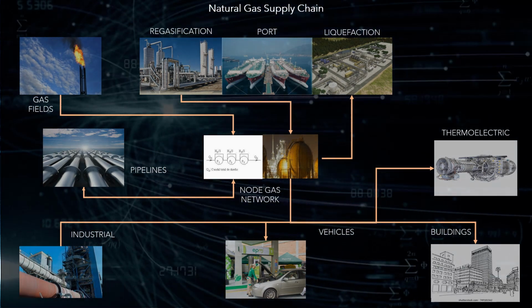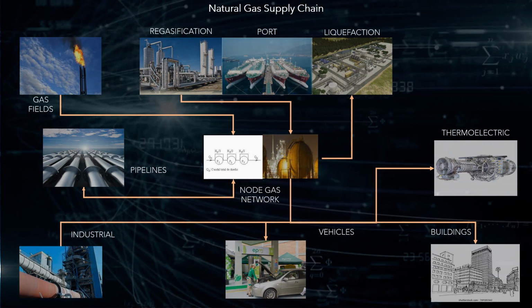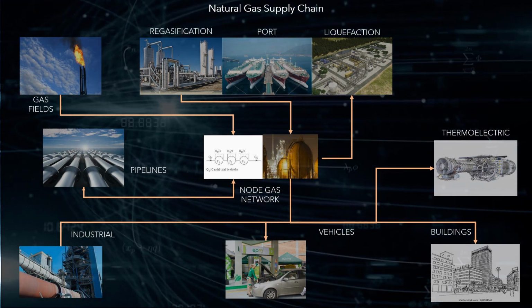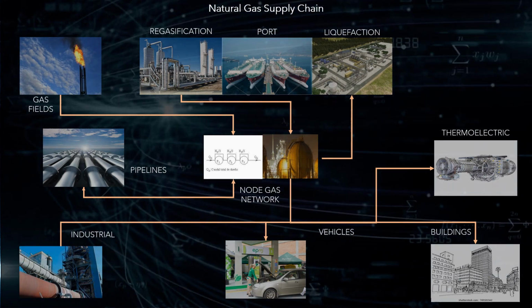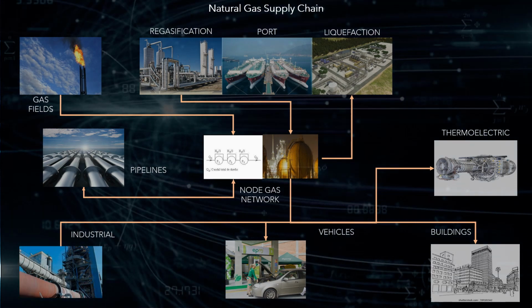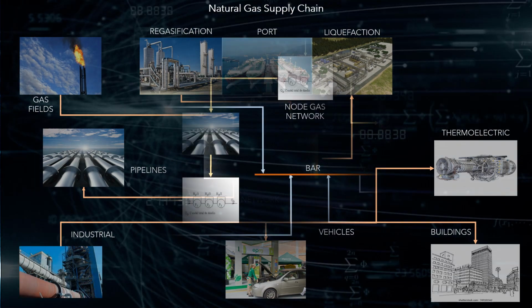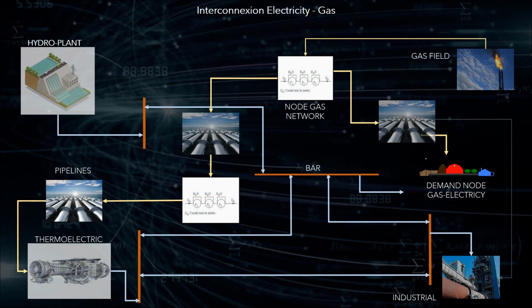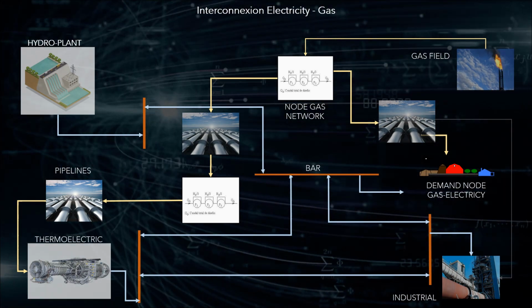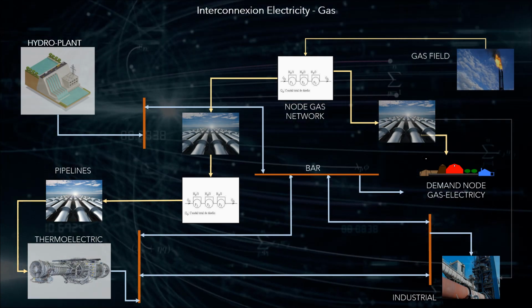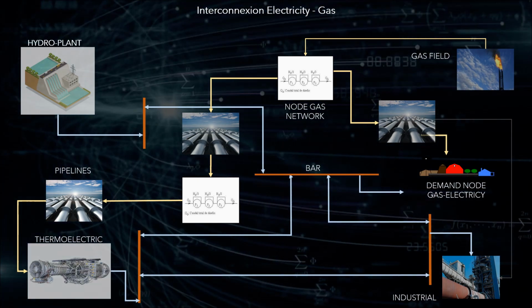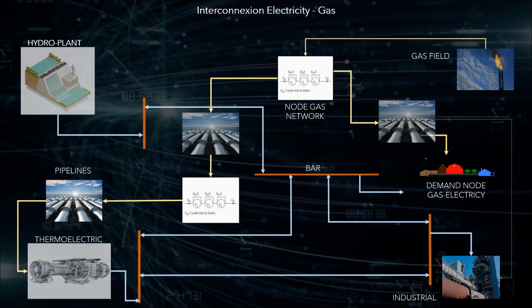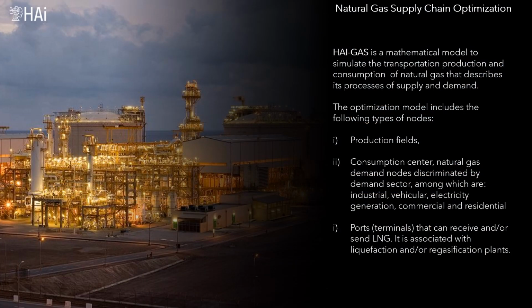Transportation through pipelines requires gas compression stations. Finally, the gas is delivered to a market, usually segmented into industrial, vehicular, residential and commercial, and thermoelectric plants. As integrated products, electricity and gas must be modeled together. As a basic energy, natural gas is a raw material of electricity, and in turn, as useful energy, it is a competitor of electricity. The optimization model includes the following types of nodes.